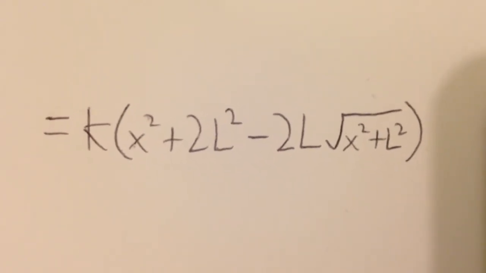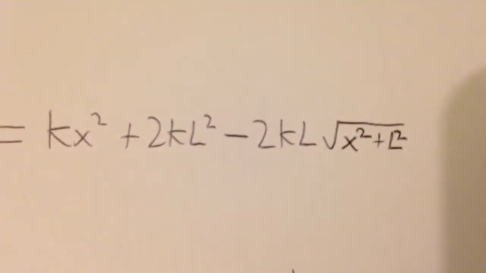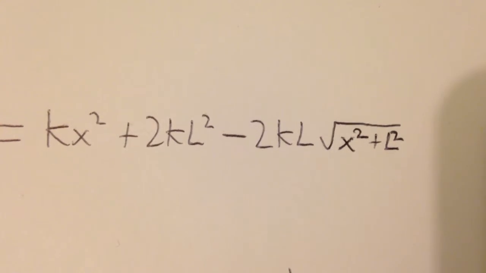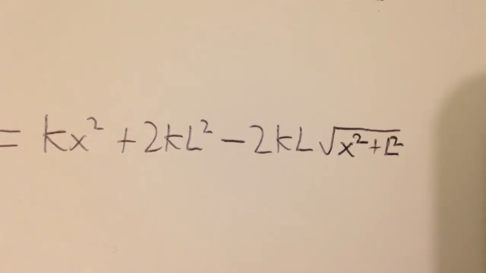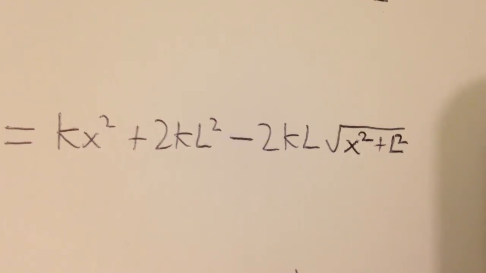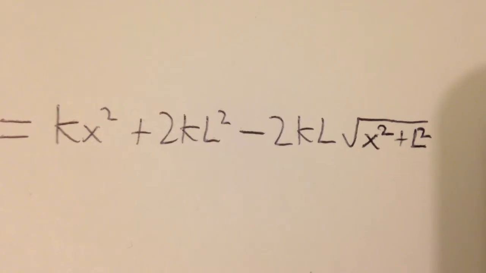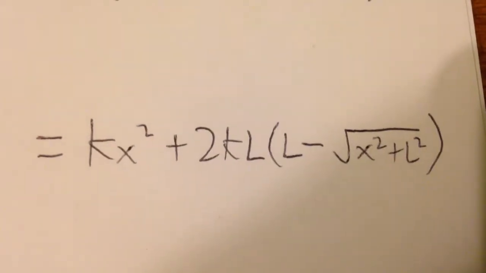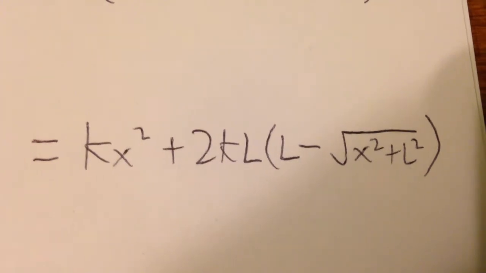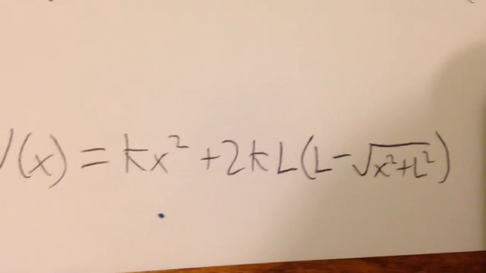Then we distribute k into the parentheses to get U of x is equal to kx squared plus 2kl squared minus 2kl times the square root of x squared plus l squared. Then we factor out 2kl out of the last two terms, and we end up with kx squared plus 2kl times l minus the square root of x squared plus l squared, which is our final answer.